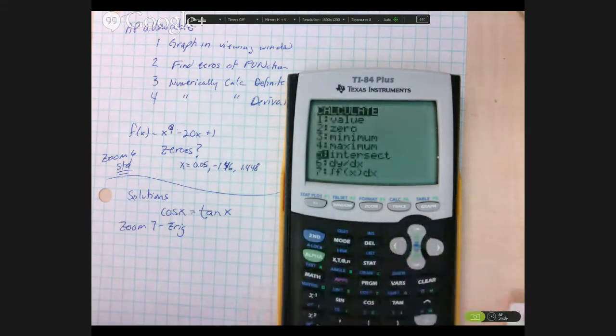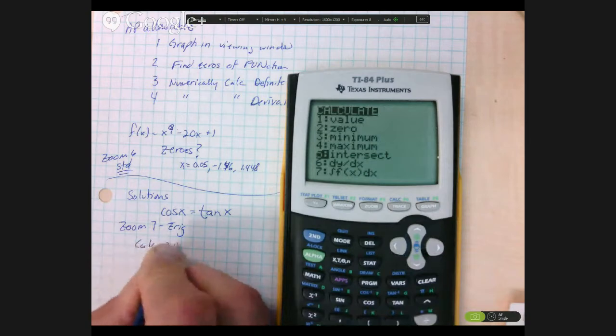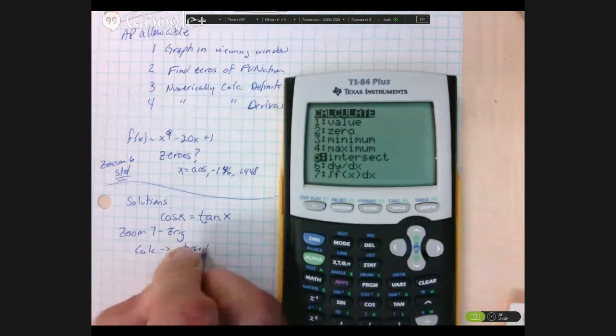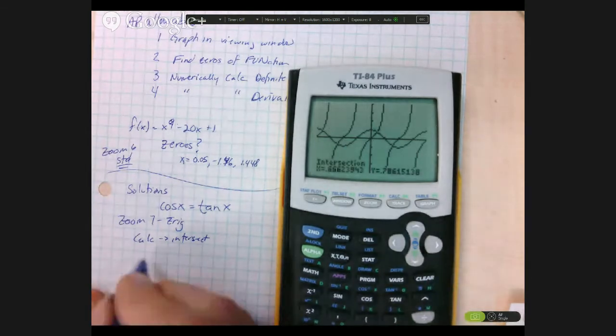So now we're going to calculate an intersect. First curve, second curve, and we get z.